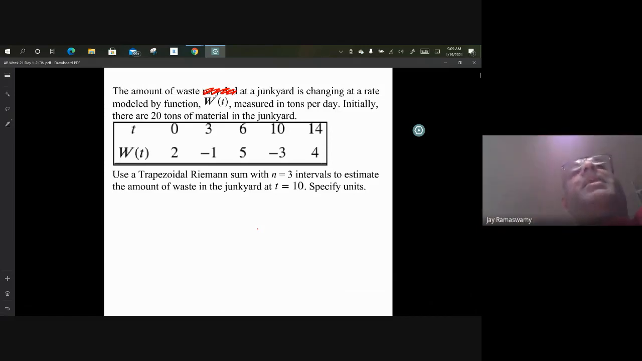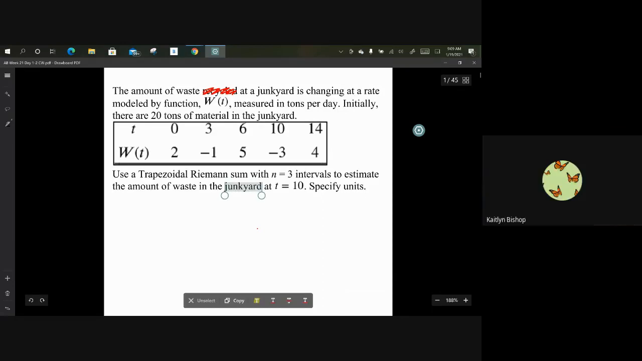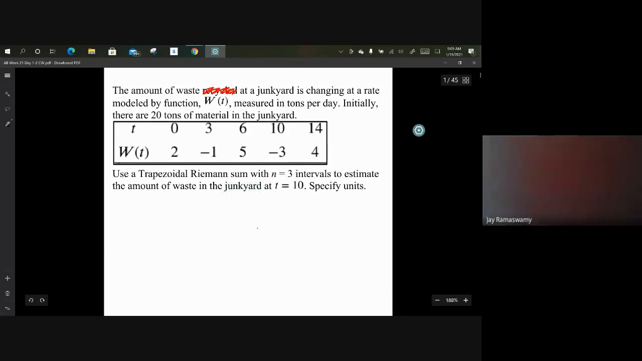Right, on page 1 it says the amount of waste at a junkyard is changing at a rate modeled by W of t, measured in tons per day. Initially, there are 20 tons of material in the junkyard. So what do good habits say we should always do first in these kinds of situations? Set up the problem.